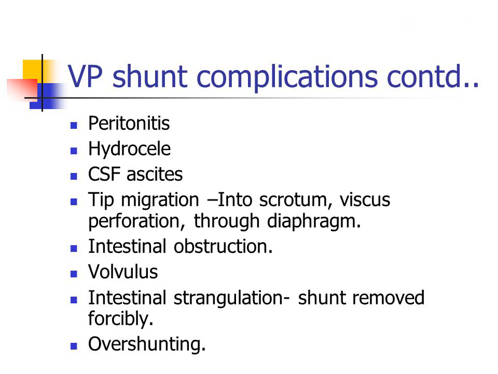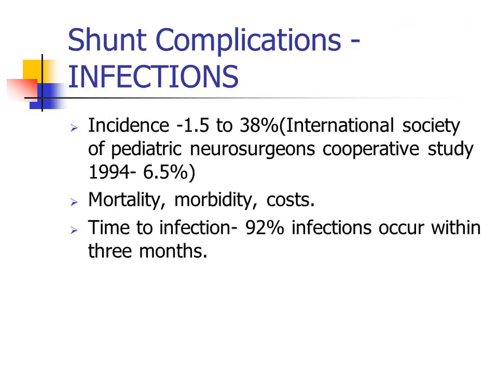Peritonitis. Hydrocele. CSF ascites. Tip migration into scrotum. Viscus perforation, through diaphragm. Intestinal obstruction. Volvulus. Intestinal strangulation. Shunt removed forcibly. Overshunting.